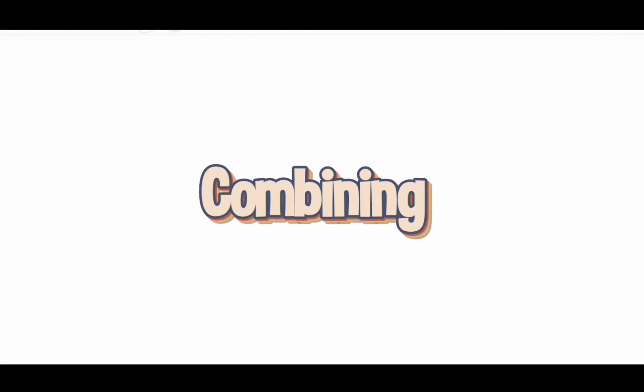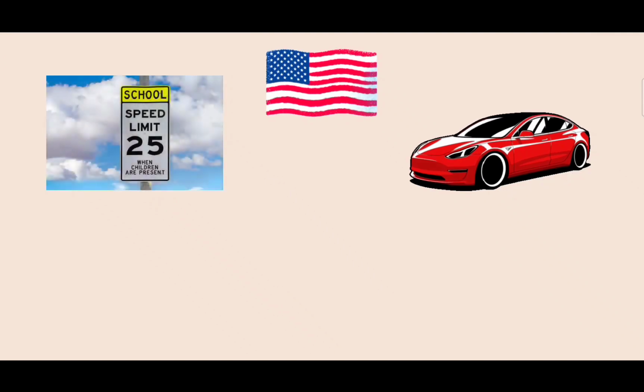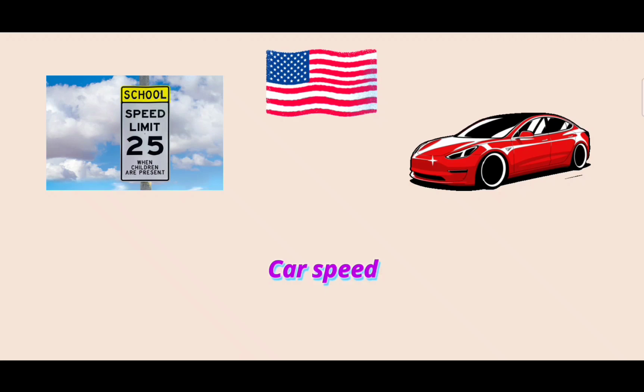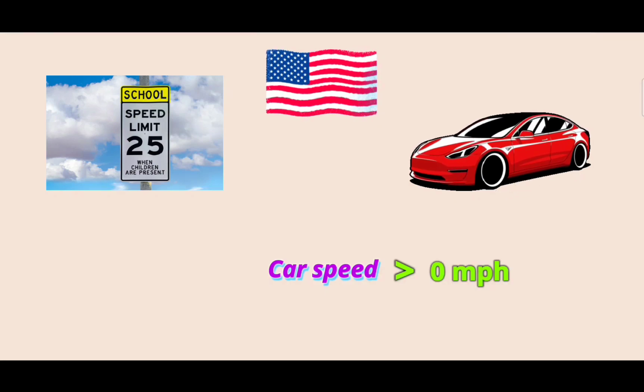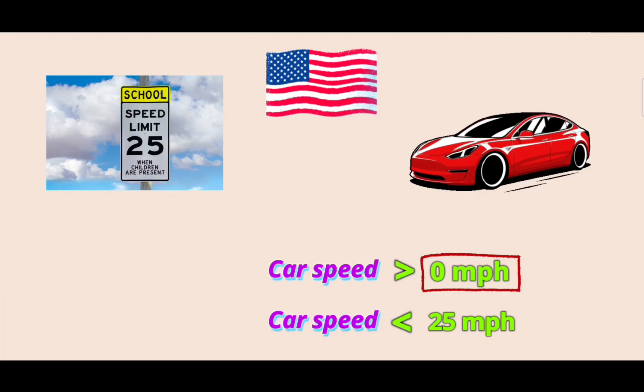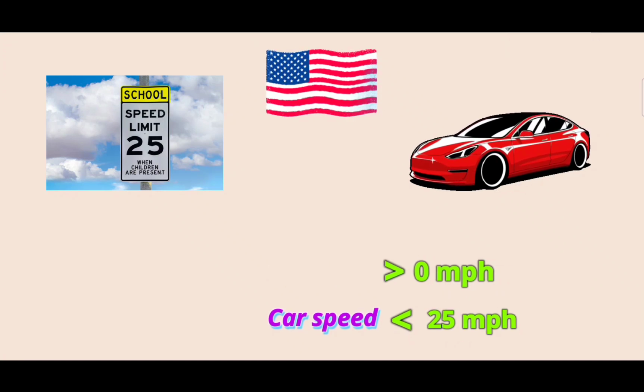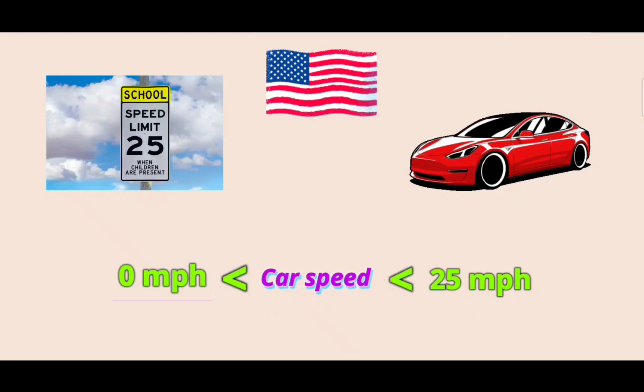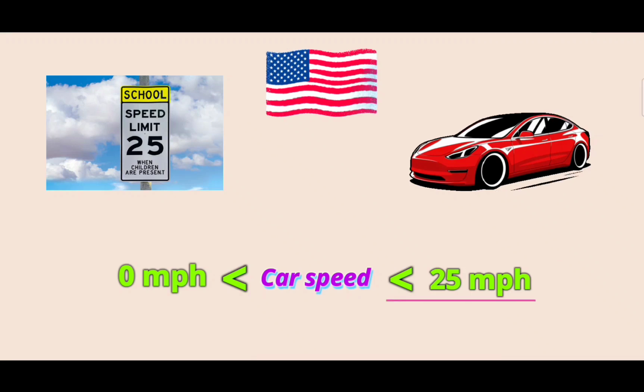We can sometimes say 2 or more things on the one line. Example, in school days in the US, the school zone speed limit of a vehicle, let's say the speed limit of a car is 25 miles per hour. So how fast did that car go? Answer, something greater than 0 miles per hour and less than 25 miles per hour, but not 0 miles per hour and 25 miles per hour. This can be written down in just one line. 0 miles per hour less than what car speed is less than 25 miles per hour.